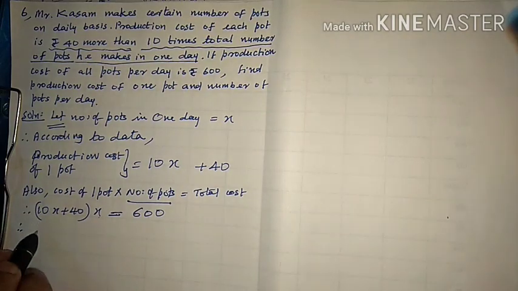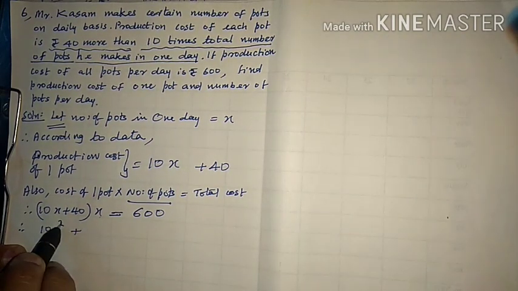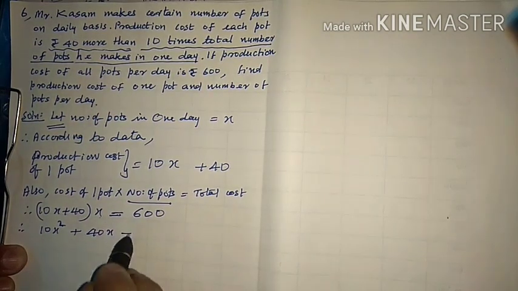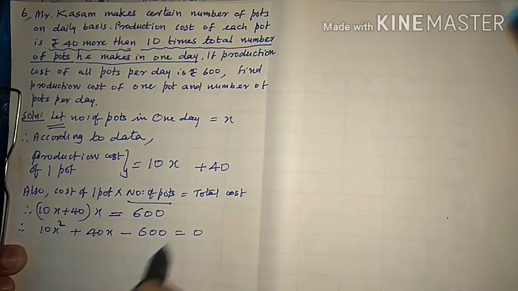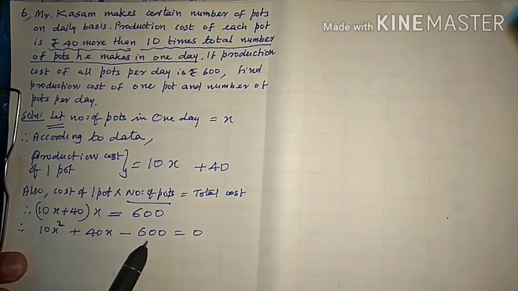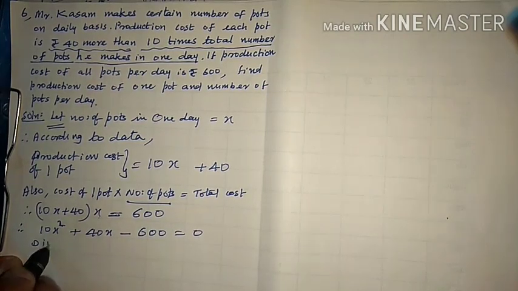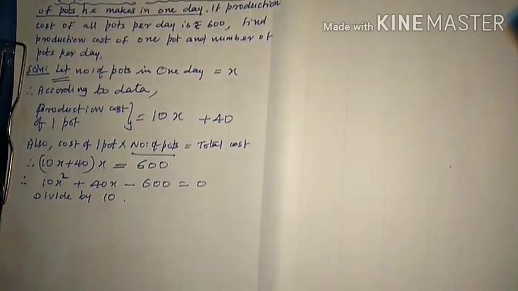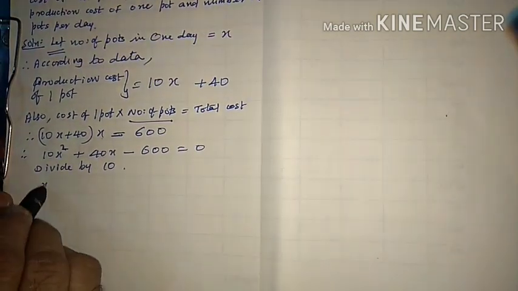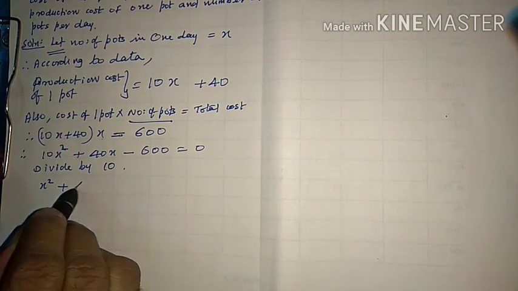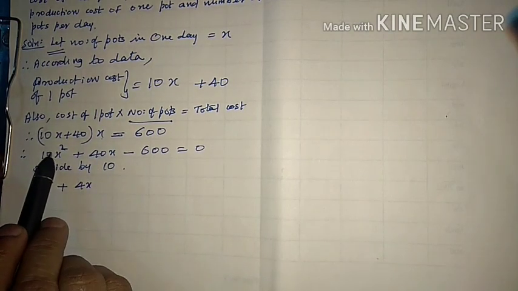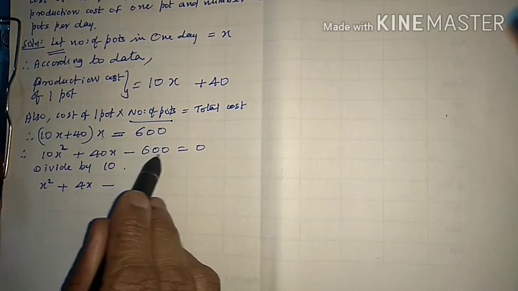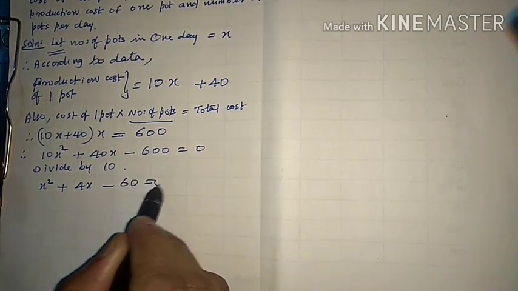Now x into 10x is 10x square, plus 40 into x is 40x. Bring 600 to the left hand side: minus 600 equals 0. Now 10 is a common factor, divide by 10. Therefore this becomes x square plus 4x minus 60 equals 0.